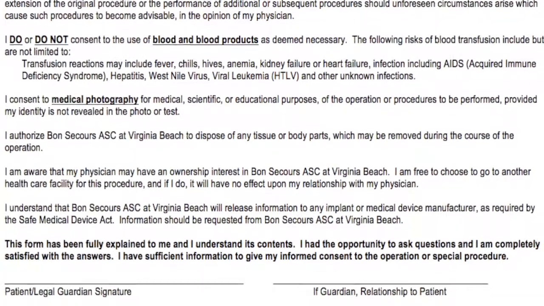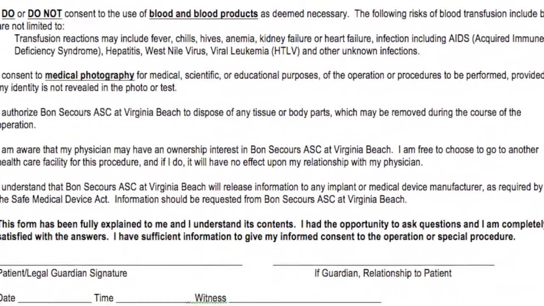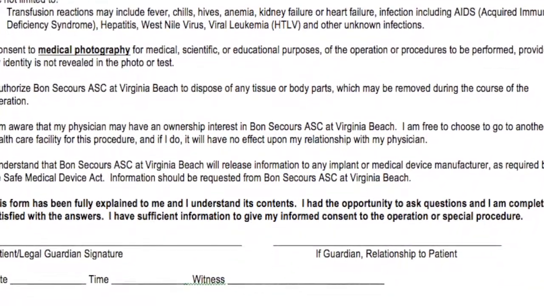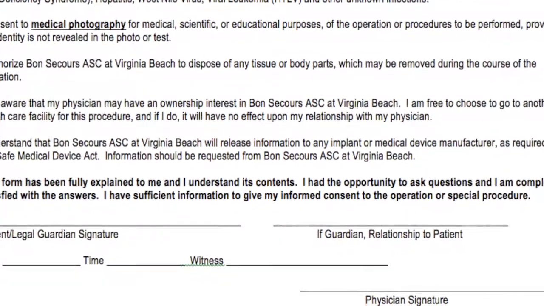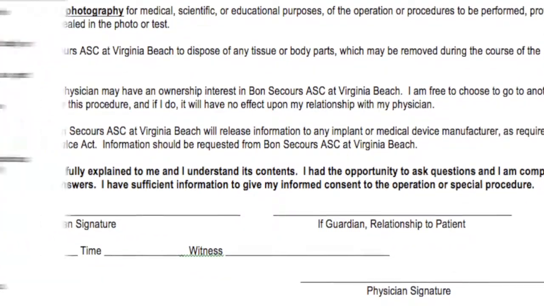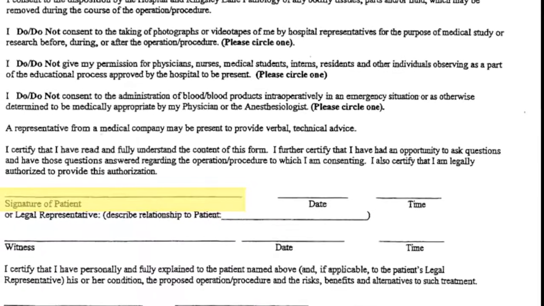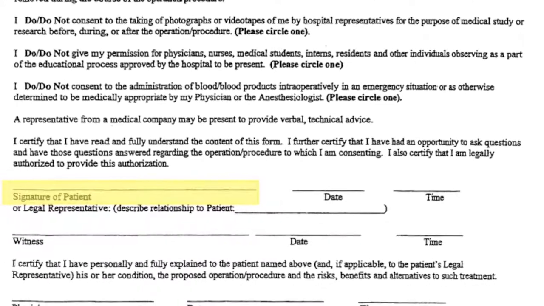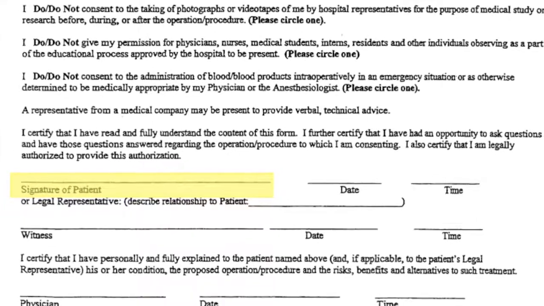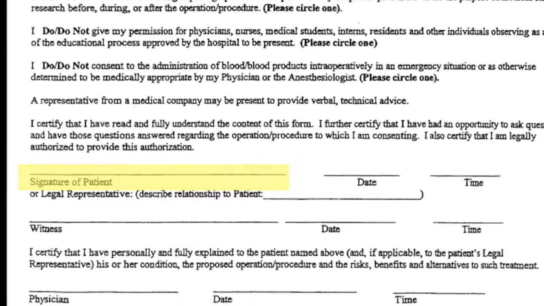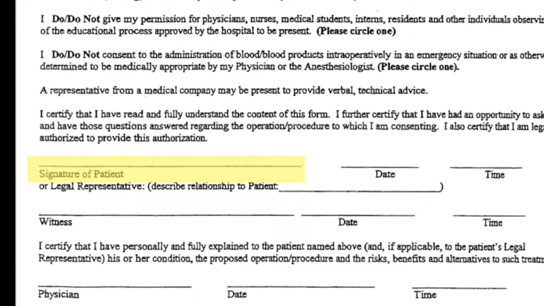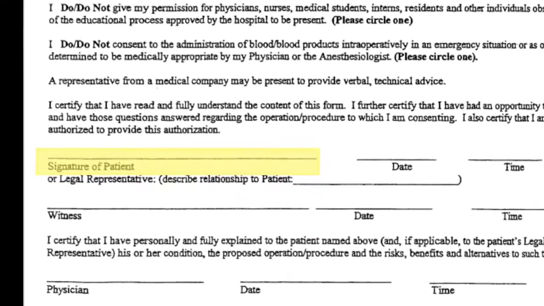You give permission for physicians, nurses, medical students, interns, or residents observing as part of the educational process approved by the hospital to be present. At the bottom of the consent form, there is a line for you to sign your name. By signing, you acknowledge that you understand and agree to the terms and conditions we just discussed. If you have any concerns or further questions, please let us know right away so we can address these with you.